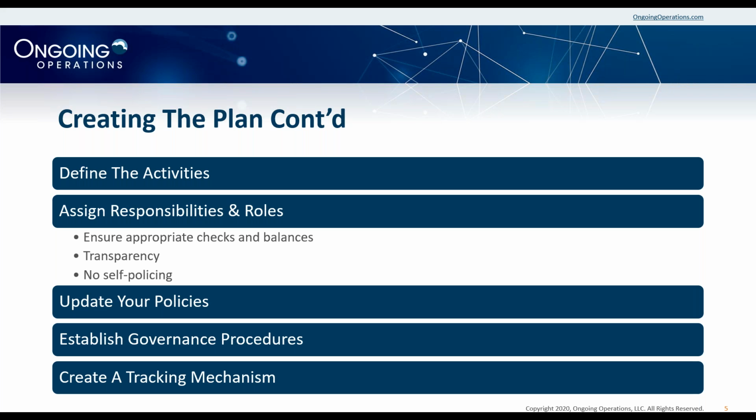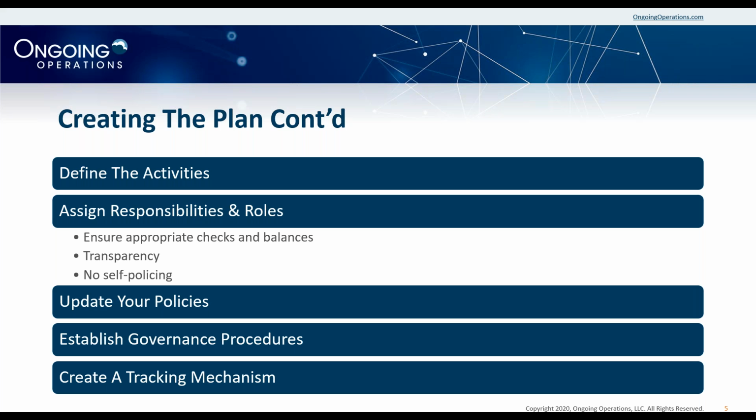We want to make sure that we have checks and balances. So the folks that are doing the items should obviously be checking their work, but we want to have someone that's not vested in that action actually validating that it was done. We want to make sure that we've got transparency into these items, because our whole purpose of this is managing risk in our environments, and we want to know if the risk exists, and again, no self-policing.